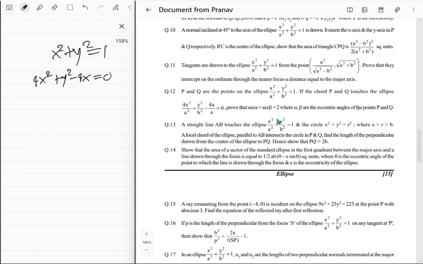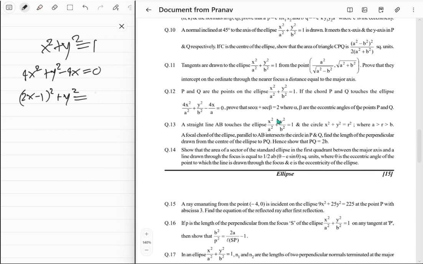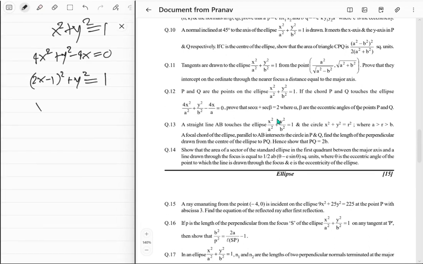So just add 1 on both sides, it's supposed to be (2x minus 1) squared plus y squared is equal to 1, right? So (x minus 1/2) squared over 1/4, like, plus y squared is equal to 1. So you can say (x minus 1/2) squared over 1/4 plus y squared is equal to 1.